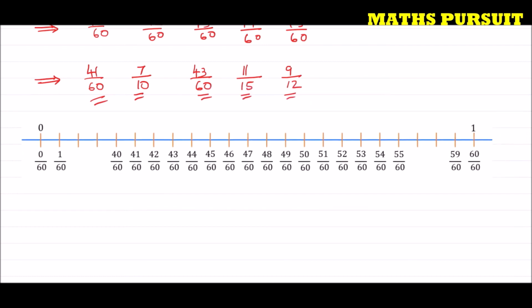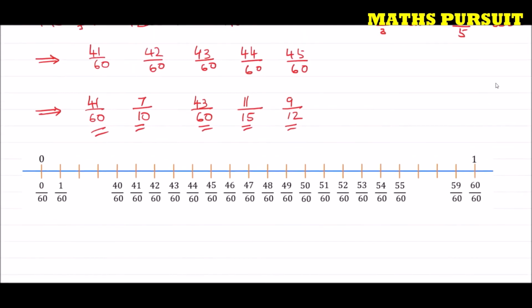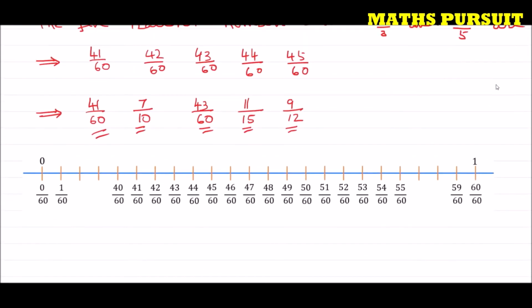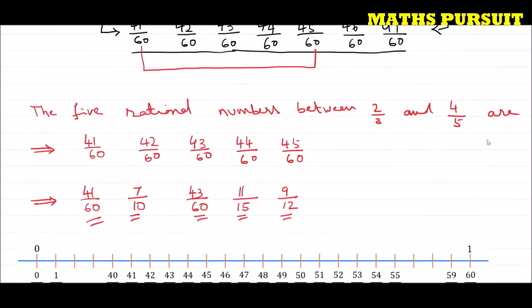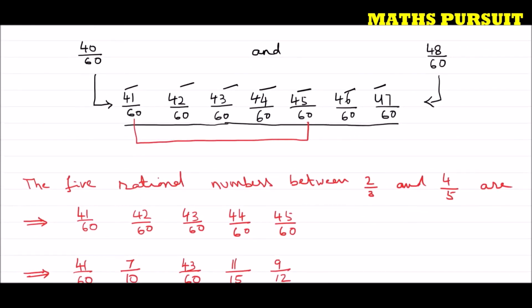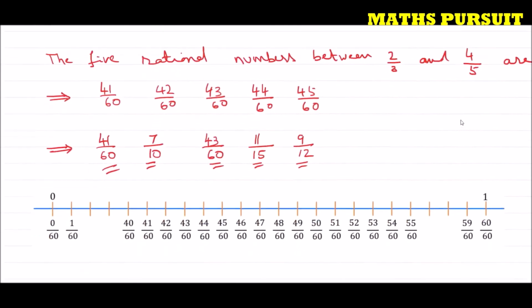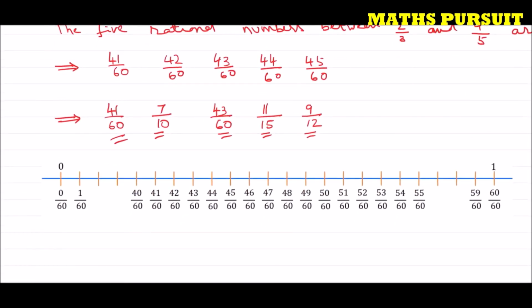So we got the rational numbers in the above step, 41 upon 60 and so on. But before we move, let us focus here. You could see that we need to find the rational numbers between 40 upon 60 and 48 upon 60. Now, if you look here, 40 upon 60 is here and 48 upon 60 is here.